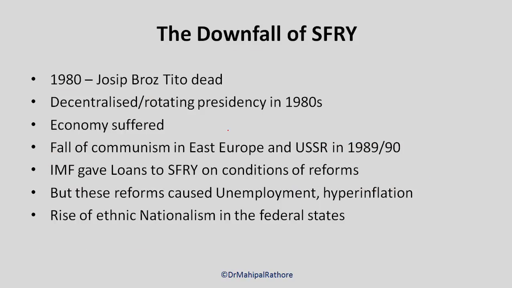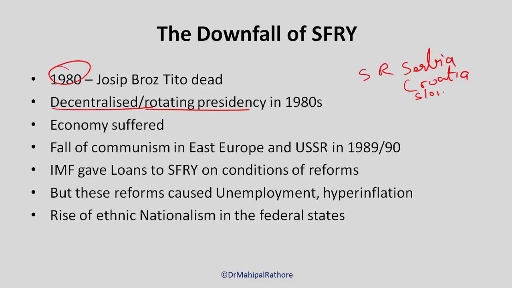Now we will discuss the downfall of this great nation of Socialist Federal Republic of Yugoslavia. It went very strong till Josip Broz Tito was alive. In 1980, he died, and after his death, this presidency was made decentralized. It was a rotating presidency. What these socialist republics said, that 1 year the president of SR Serbia will be the president of entire Yugoslavia. Next year it will be Croatia's turn. After that it will be Slovenia's turn, and so on. So you can see the position of president will become powerless. He knows he is going to be changed next year. So politically the country was made weak.